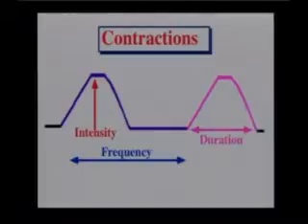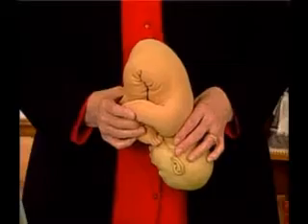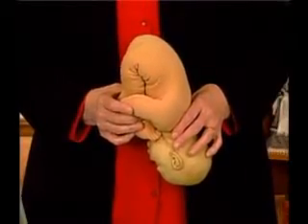So frequency is 3 minutes. Duration is 90 seconds. The resting period is also 90 seconds. Remember that frequency is beginning of one to the beginning of the next. And if the contraction is 90 seconds long, there would be 90 seconds left, because there's 180 seconds in 3 minutes.